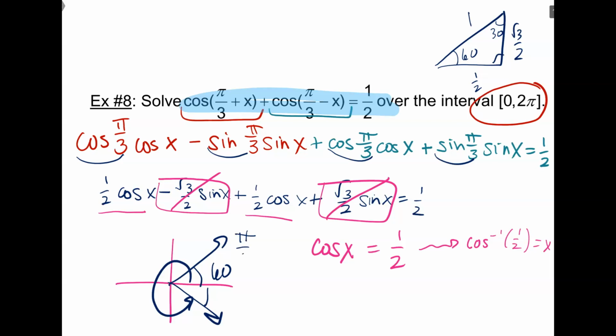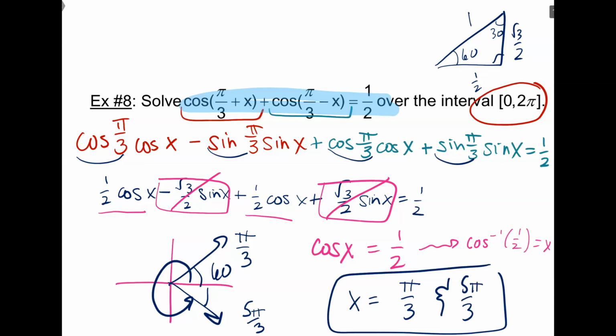So this is pi over 3. This would be 5 pi over 3. Okay, cool. So we just say x equals pi over 3 and 5 pi over 3. So this is very similar to what we've been doing with section 3. Difference is we just use the sum and difference identity to expand it out. Maybe something will cancel. Maybe something adds together.